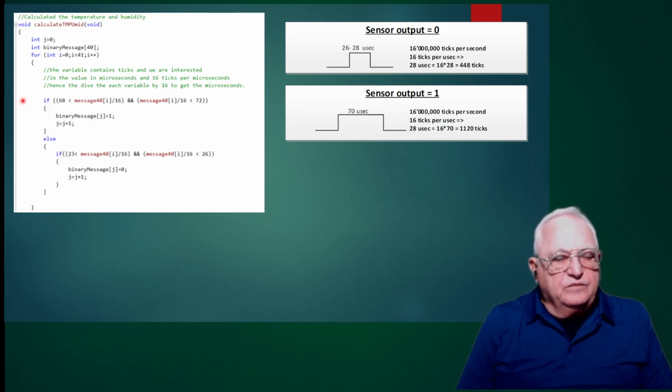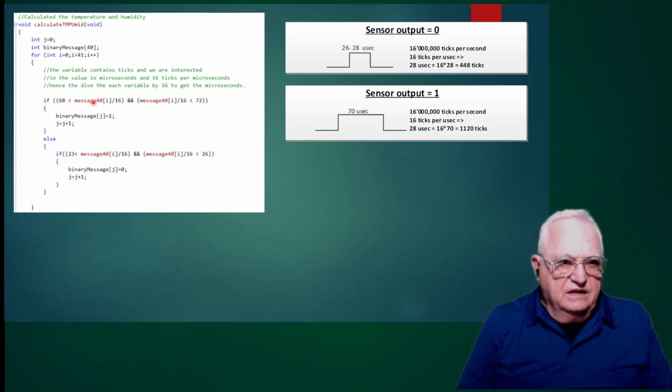Next, I take the next value, and let's assume the next value does not meet these parameters. So then it falls to the else. Now, if the message divided by 16, in microseconds, is greater than 23 microseconds but less than 26 microseconds, then I set it to 0.